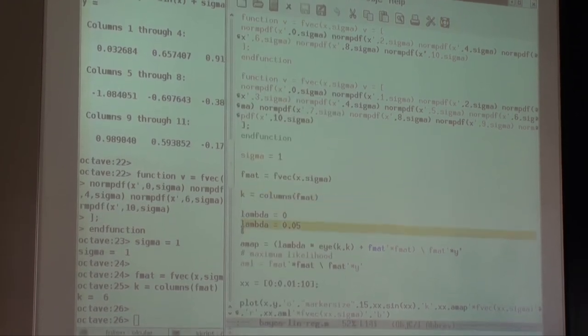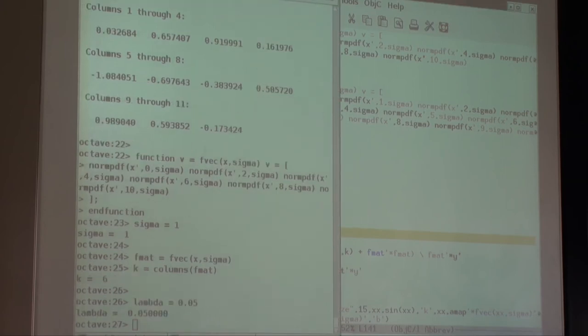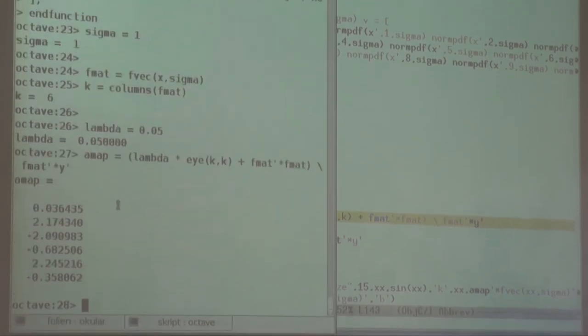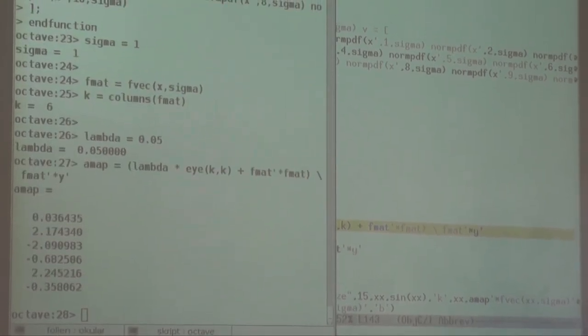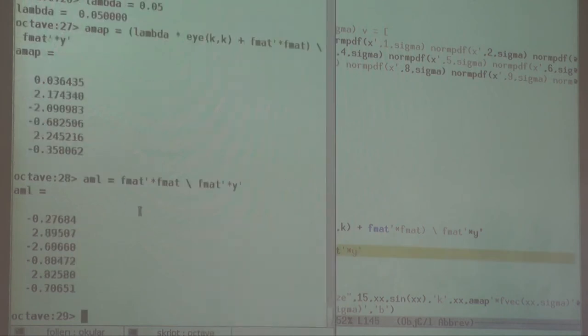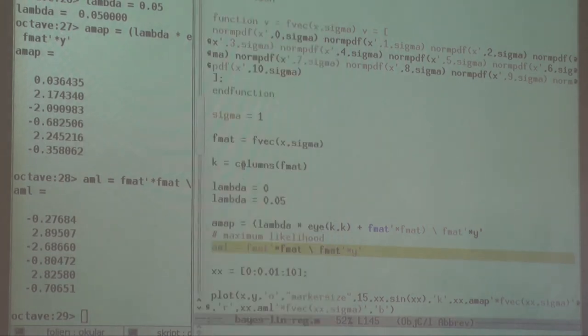Now let's use lambda equal 0.05, and we produce our A vector, and we do it with maximum likelihood 2. And again you see these values are quite different. And then we do the plotting.